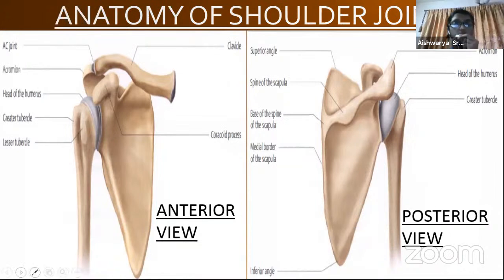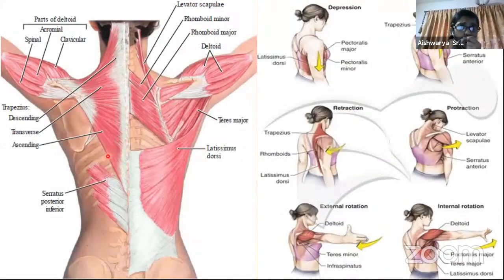Now, moving on to the muscles of the scapula, we have two groups of muscles. First, we have the axioscapular muscles, which are the muscles attaching the scapula to the axial skeleton, which consist of the trapezius, which is divided into the upper trapezius, the middle trapezius, and the lower trapezius. Then we have the levator scapulae, and then we have the rhomboid major as well as minor.